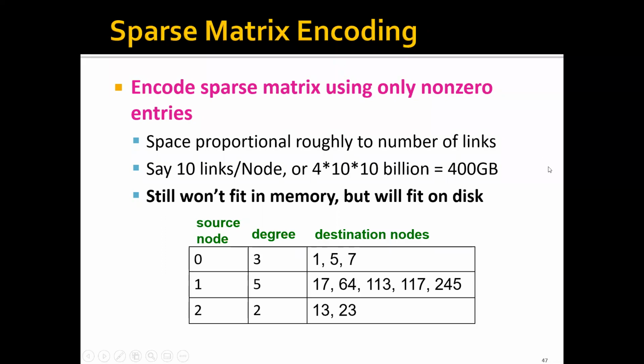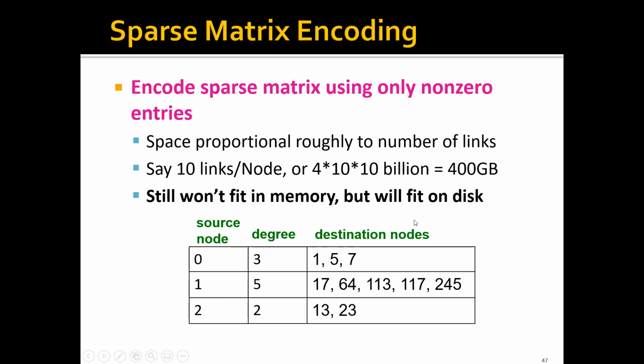Until now, we have been assuming that both the vector R and the stochastic matrix M fit into the main memory. But what if this is not true? For example, let's say that we have already encoded the sparse matrix using only non-zero entries, and therefore the space we need is proportional roughly to the number of links. For example, we can store the matrix using this format, where in each row we have the source node and its destination nodes.